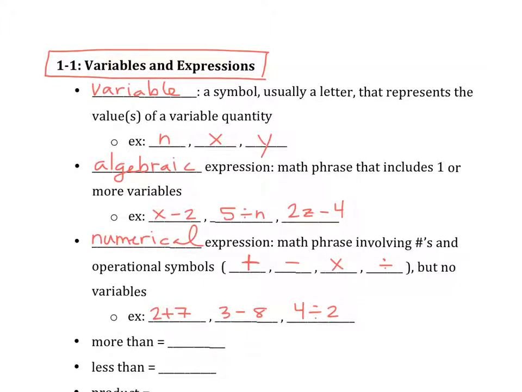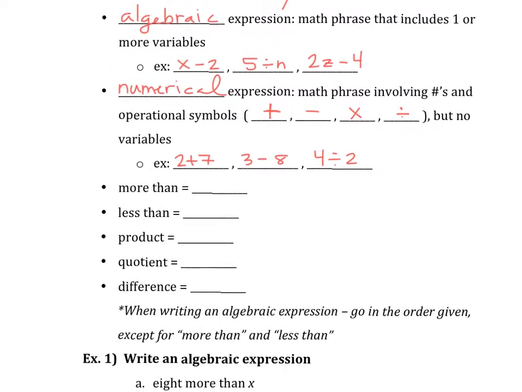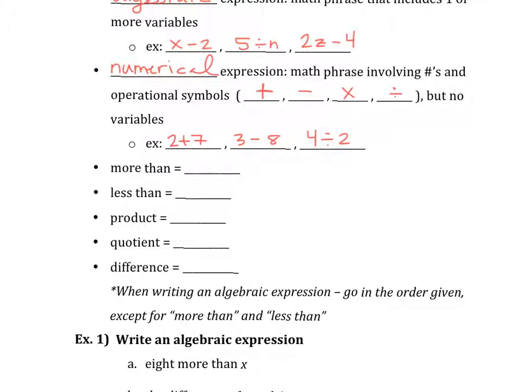Okay, so with that, you're going to see phrases like more than, less than, product, quotient, difference. And there's other ones too, but these are kind of the most common and maybe the ones that people get mixed up on the most. If I said it was 6 more than x, what is the more than going to be? Addition, right? More than, you are adding. So what is less than? Subtraction. So more than is addition, less than is subtraction.